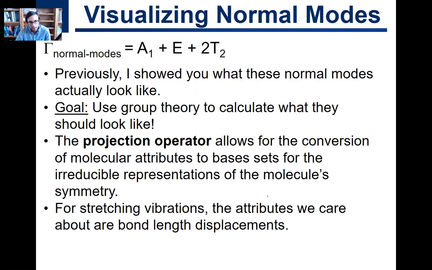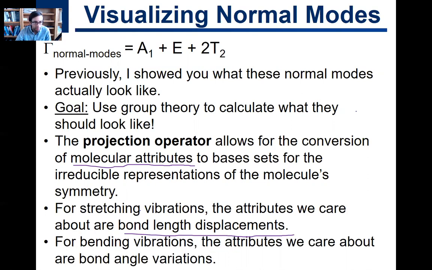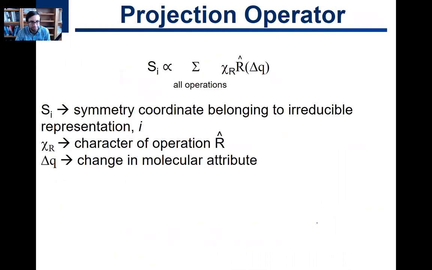And so it allows for the conversion of molecular attributes to basis sets for the irreducible representations of the molecule symmetry. And so, like a lot of these math heavy concepts, it's best just to see examples, and that's the best way to understand how they work. For stretching vibrations, the attributes we're talking about here, these molecular attributes, those are bond length displacements, okay? For bending vibrations, what we care about are bond angles, right? Because in a bend, you're changing angles. In a stretch, you're changing bond lengths.